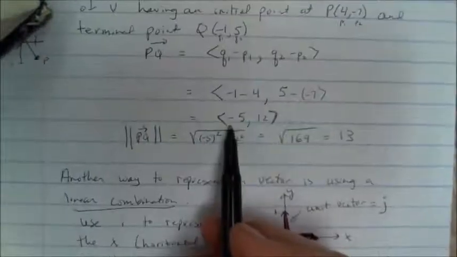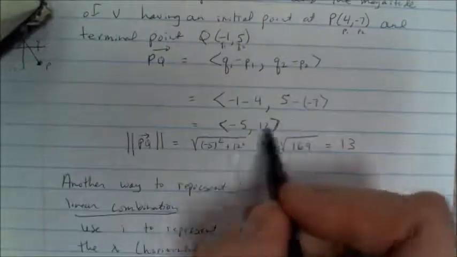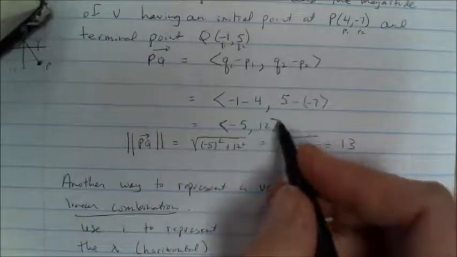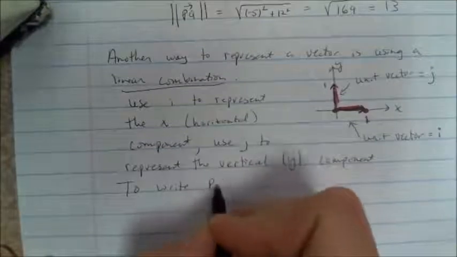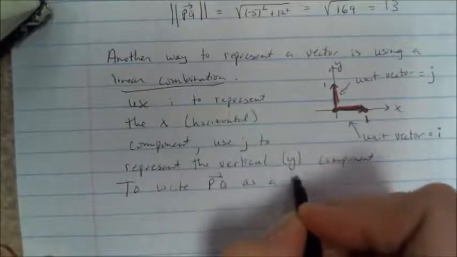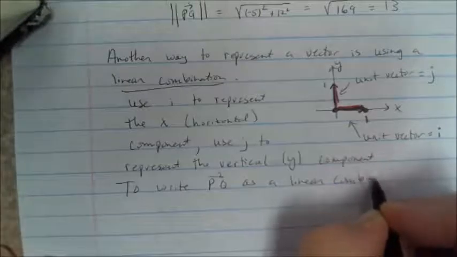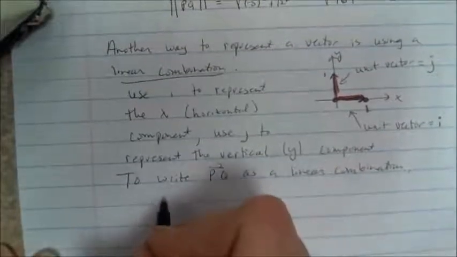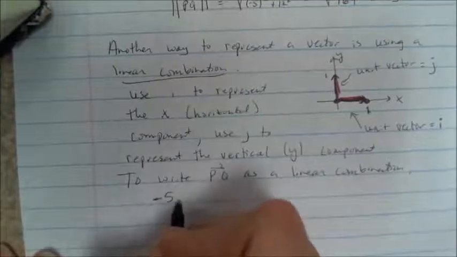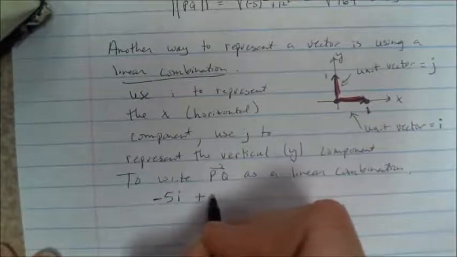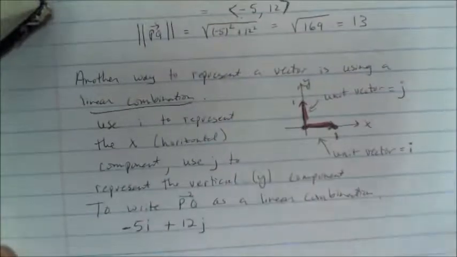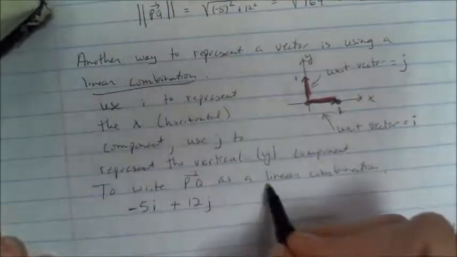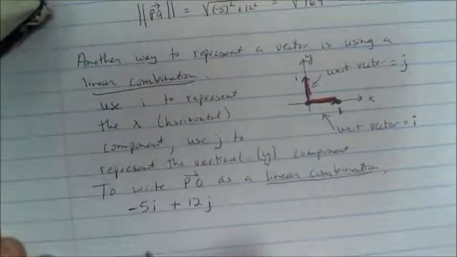So if we wanted to take PQ up here, this is component form, but if we wanted to write this as a linear combination, we write it as -5i plus 12j. And all that is taking the x value and tacking on an i to it and the y value and tacking on a j to it. So this is linear. It's just another way to represent a vector.